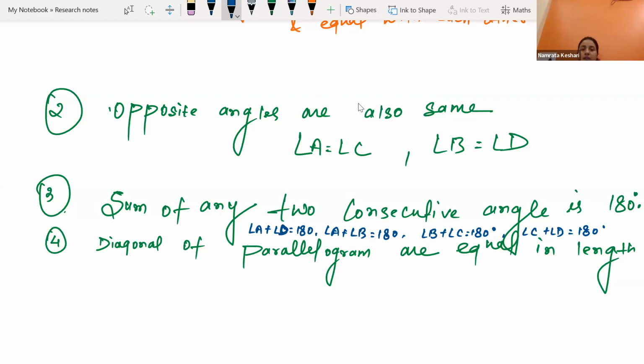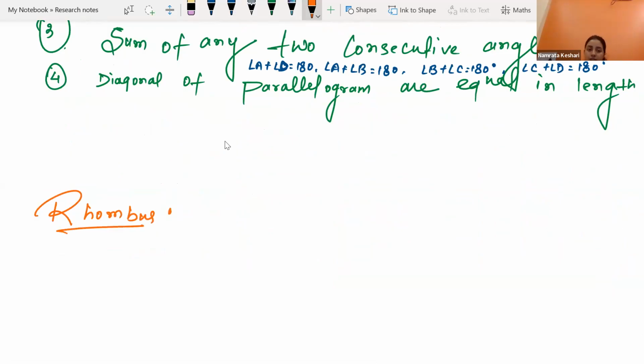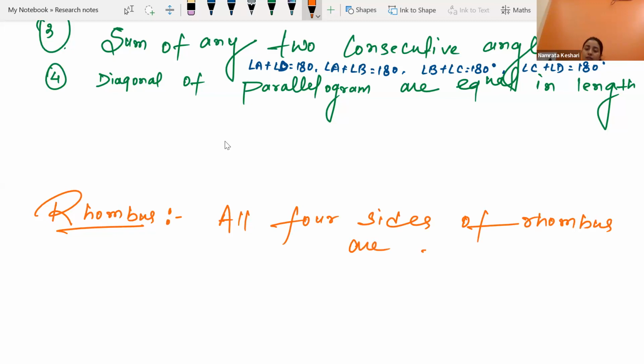I'm done. Now I'm not writing the properties of rectangle and square because you are very familiar with these two shapes. Rhombus we'll be discussing, and kite. Kite is left, so let's cover rhombus first. All four sides of a rhombus are equal in length.